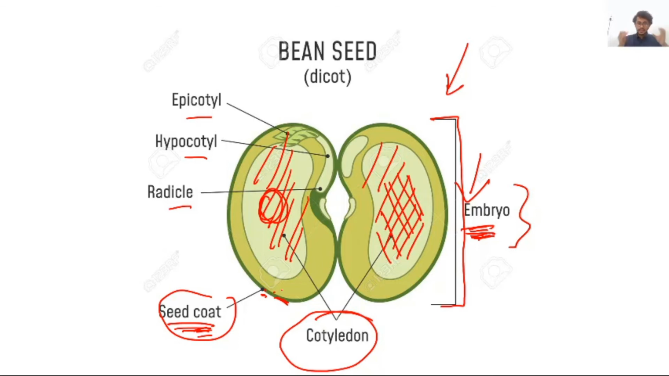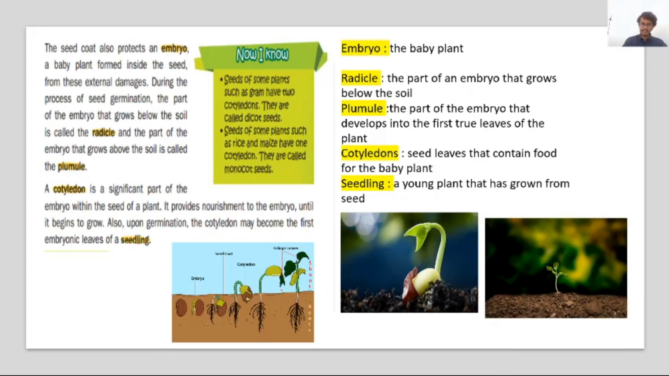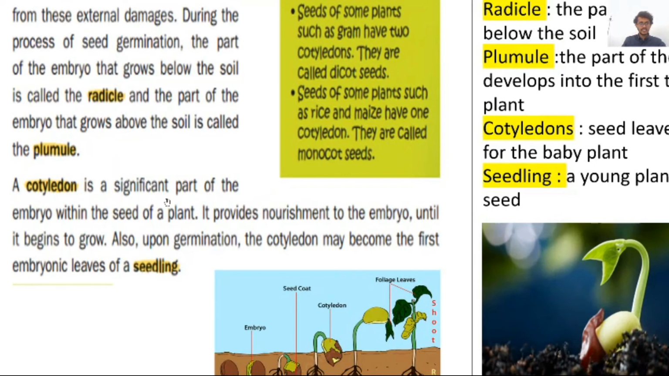Now what is the function of the cotyledon? Do you know what the function of the cotyledon is? Let's read. A cotyledon is a significant part of the embryo within the seed of a plant.